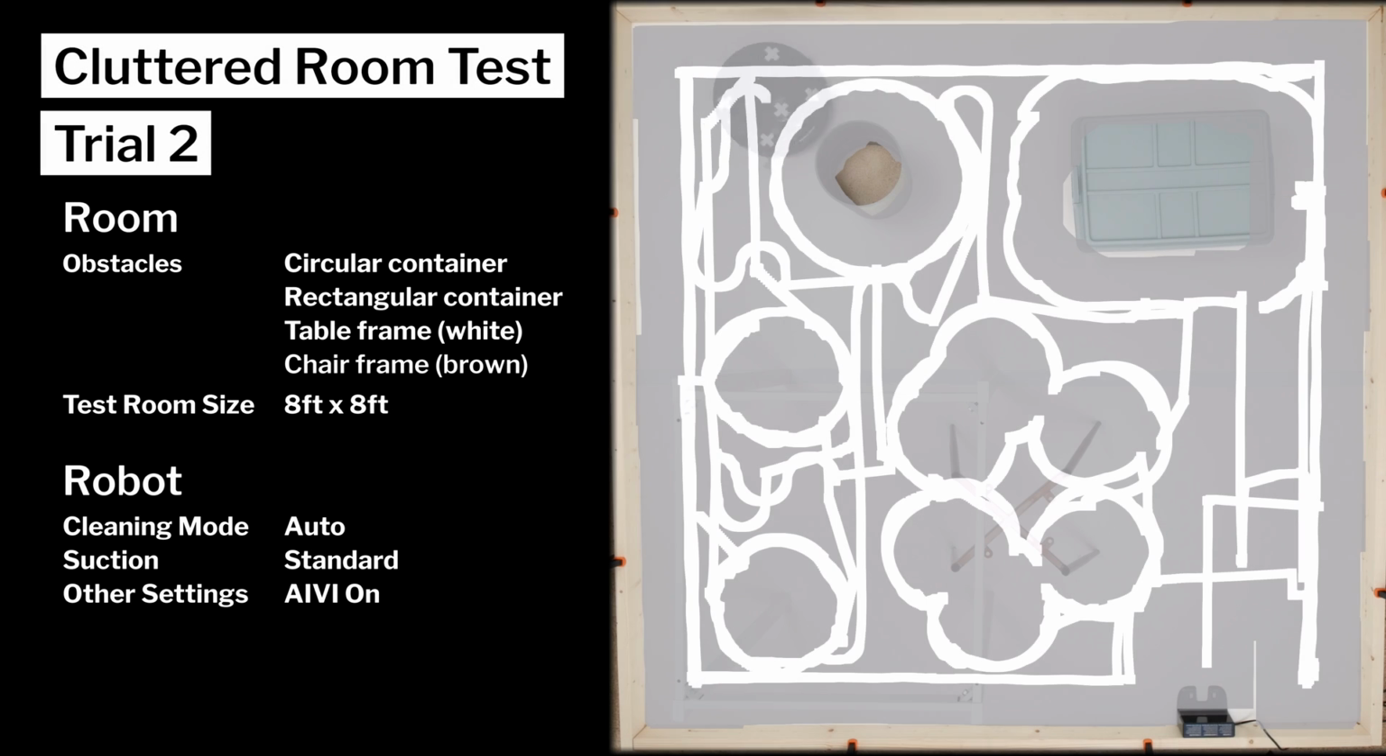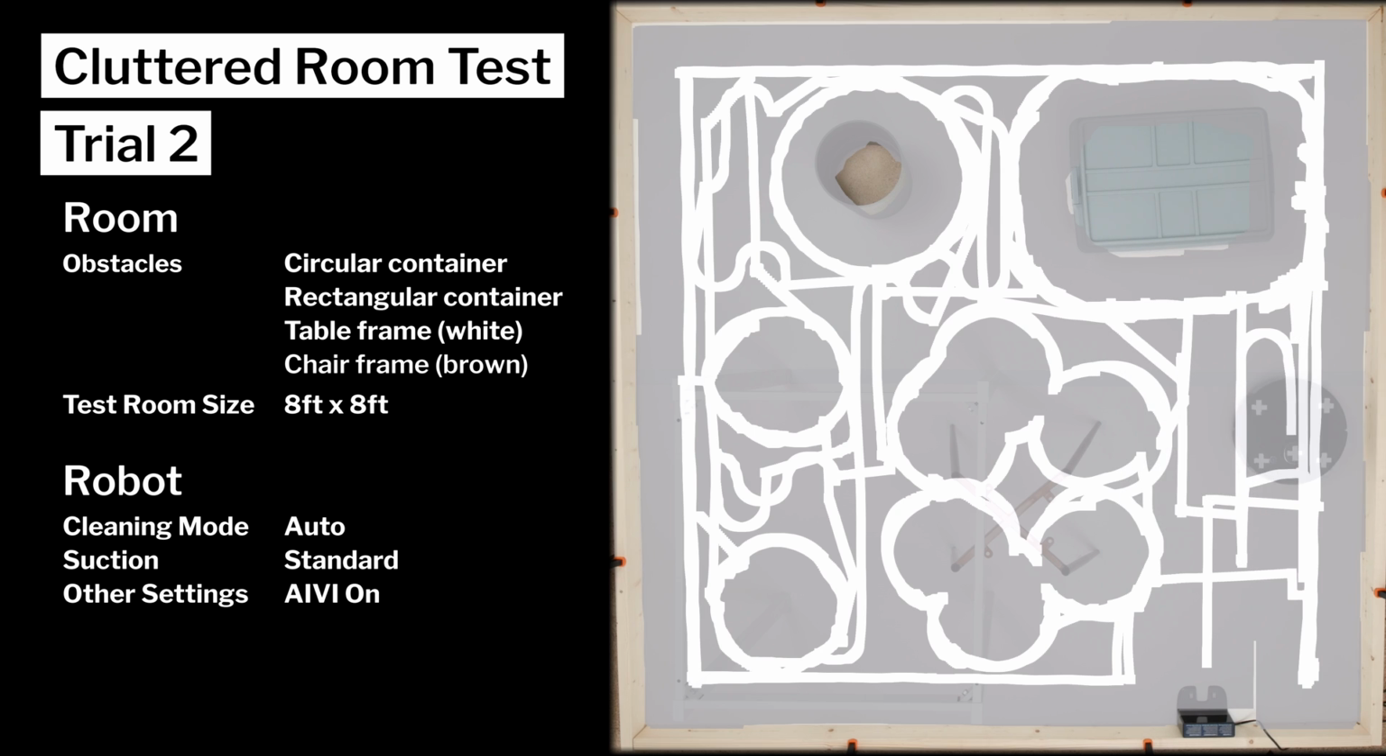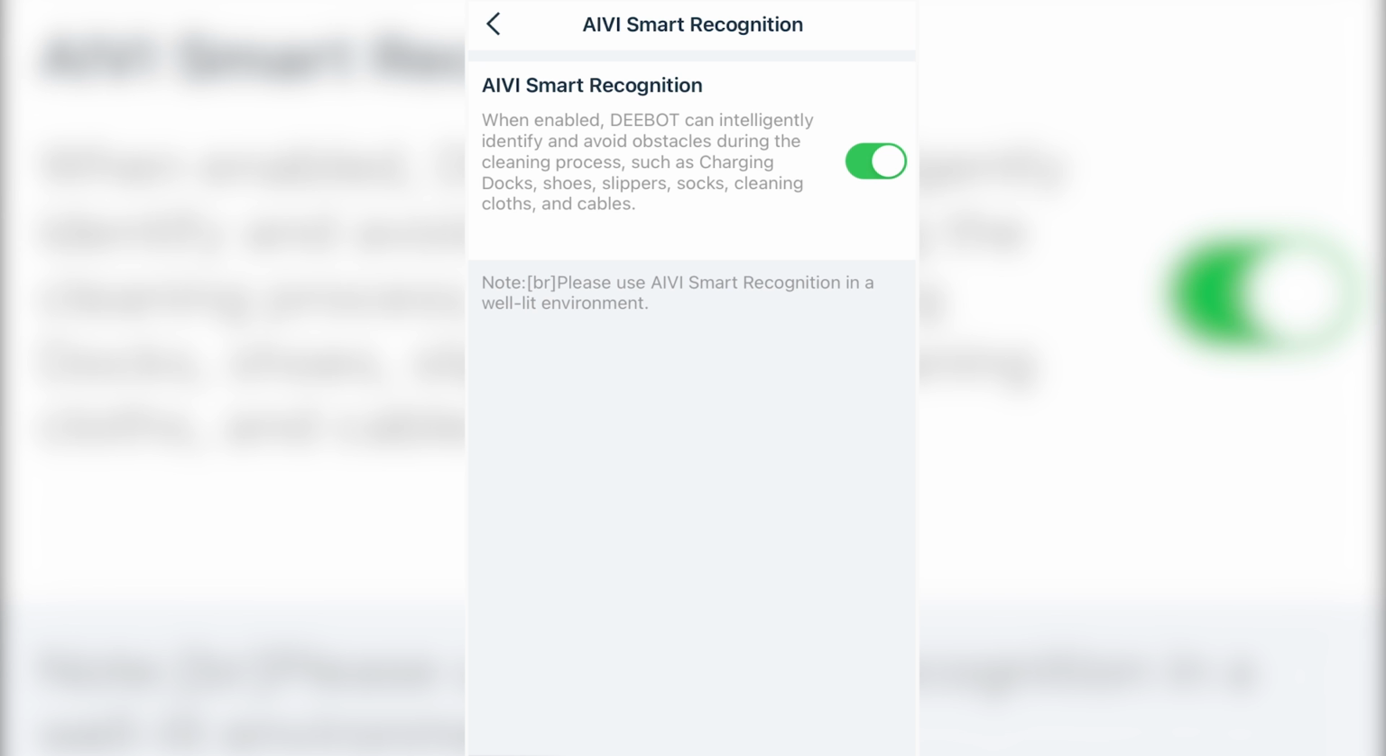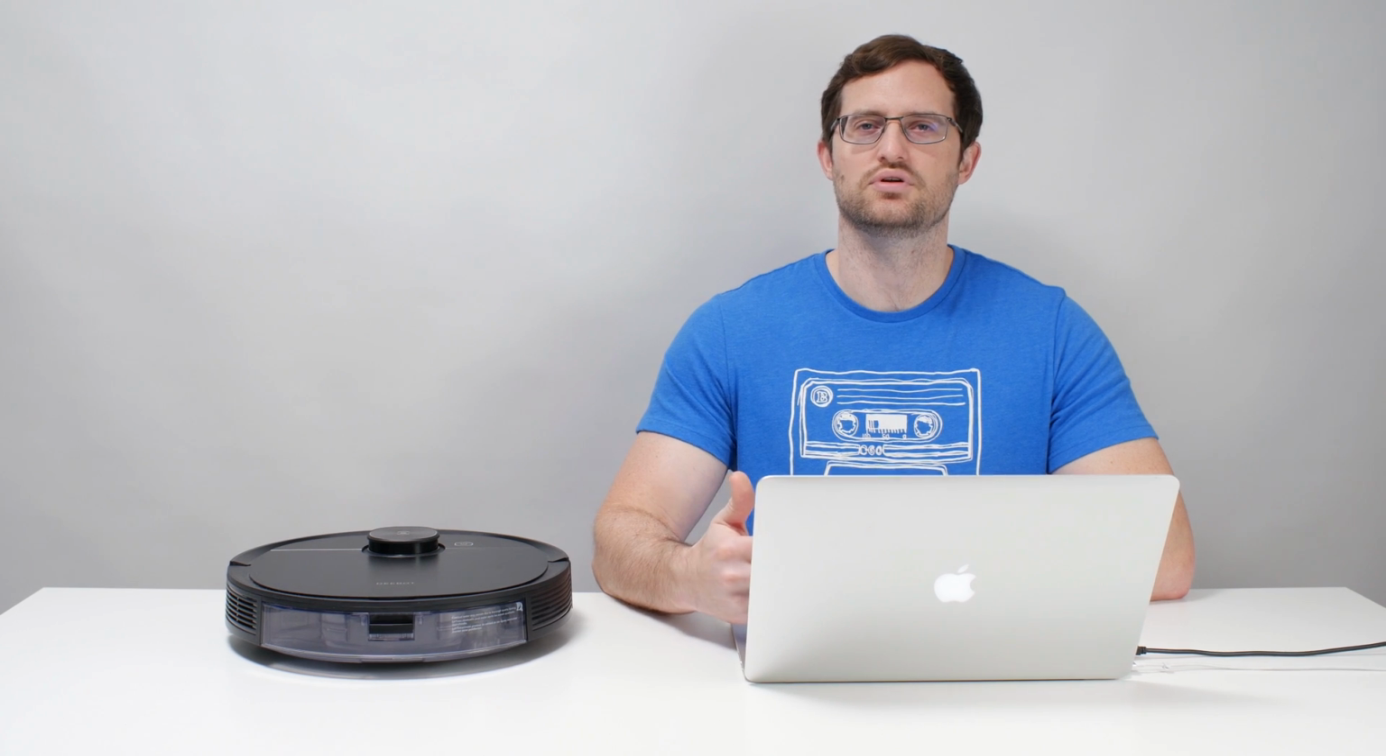The robot did not repeat this behavior in subsequent trials, but this is unique, notable behavior nonetheless. Before we move on, let's talk about the robot's artificial intelligence and visual interpretation. The purpose of this feature is simple. It should allow the robot to avoid certain obstacles.